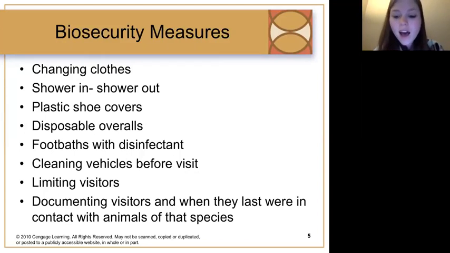So if you are in a situation where you do have to go to a commercial farm, just be aware of those and limit your exposure to animals of that species at least a week before. Any questions on biosecurity or any of these? Okay.